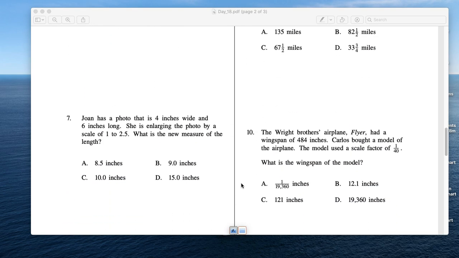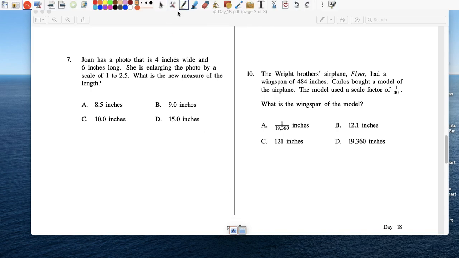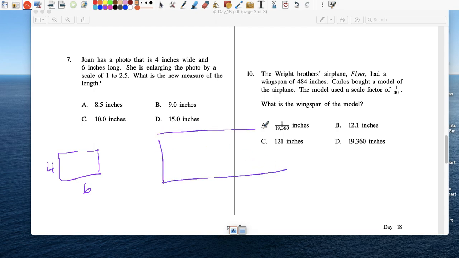Was that 6? And then 7. All right. So again, I guess this whole topic is scales. Here is a picture. This is 4 inches. This is 6 inches. She's enlarging the photo by a scale of 1 to 2.5. So it's just going to make it bigger by a factor of 2.5.